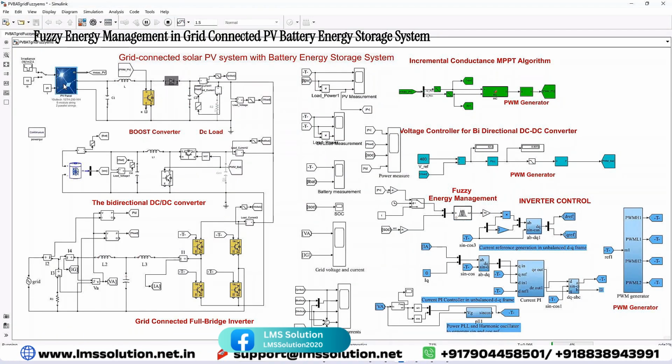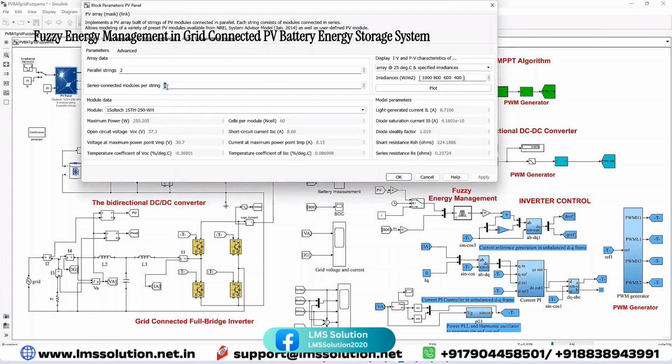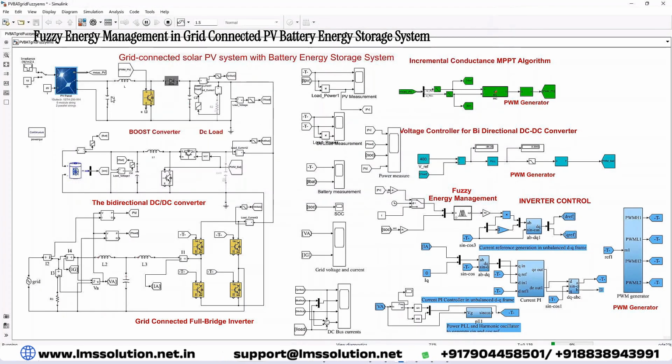Here is a PV panel. The panels are connected in series and two parallel strings. A single panel is rated 250 watts. Totally, a single string generates 2000 watts. Two strings will generate a total of 4000 watts. And then we need to design these parameters.